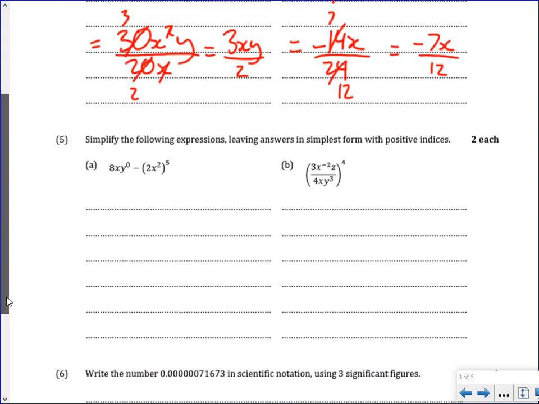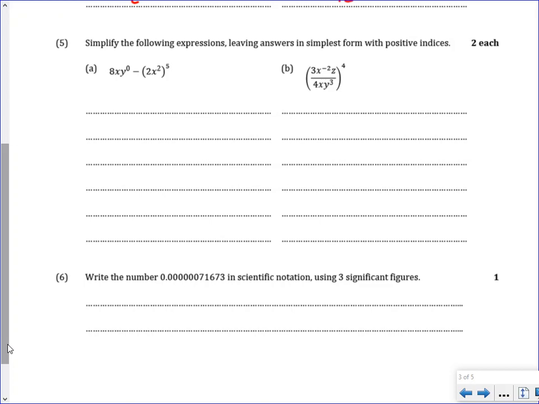Moving down to question 5. We have simplified the following expressions, leaving answers in simplest form with positive indices. So let's look at this first one. Looking at this 8xy to the power of 0 first. This y to the power of 0, anything to the power of 0 becomes 1. But note that only the y is attached to the power of 0. The x and the 8 aren't affected by it at all. So that means only the y will go away, but we still have 8x.